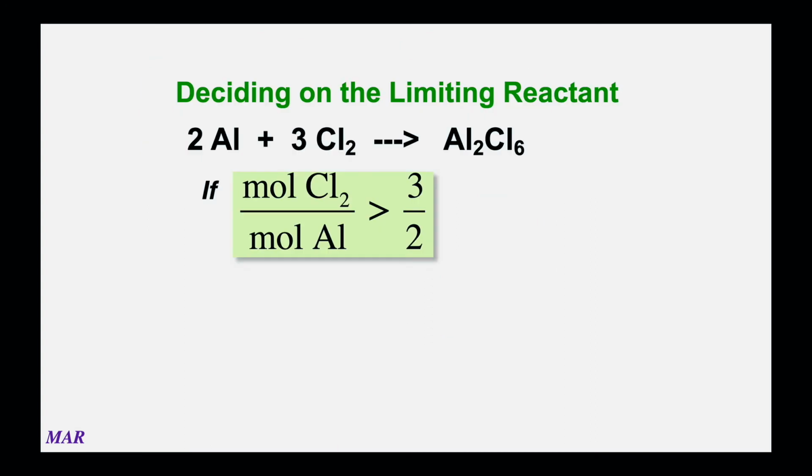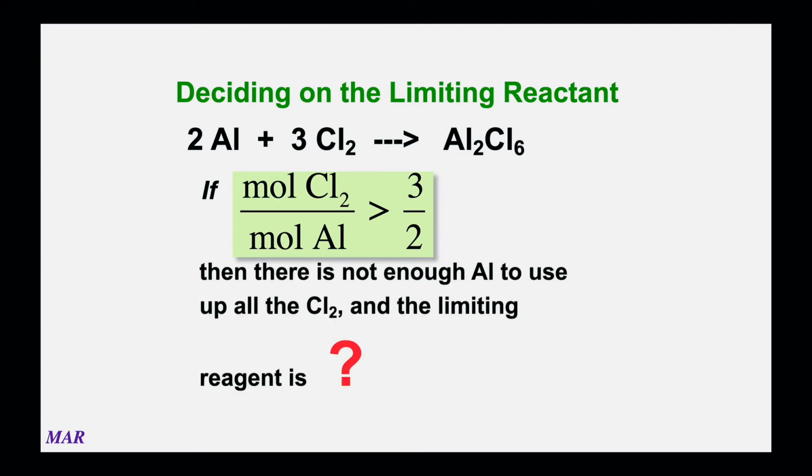If your mole ratio of chlorine to aluminum is larger than 3/2, like let's say you calculate the moles of Cl2 and the moles of Al, and it comes out to be like 4, a number bigger than 1.5, then what that means is you have too much chlorine. You don't have enough aluminum to use up the chlorine. And if you don't have enough aluminum, that means your limiting reactant is aluminum. So if the ratio is larger than 3/2 in this case, that means too much chlorine, not enough aluminum. Not enough aluminum means aluminum is limiting.